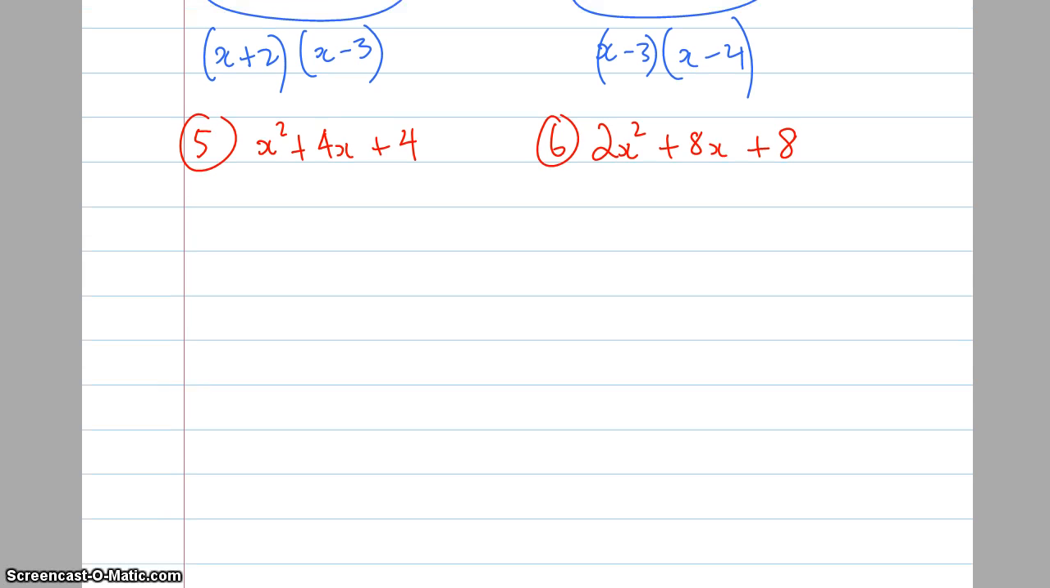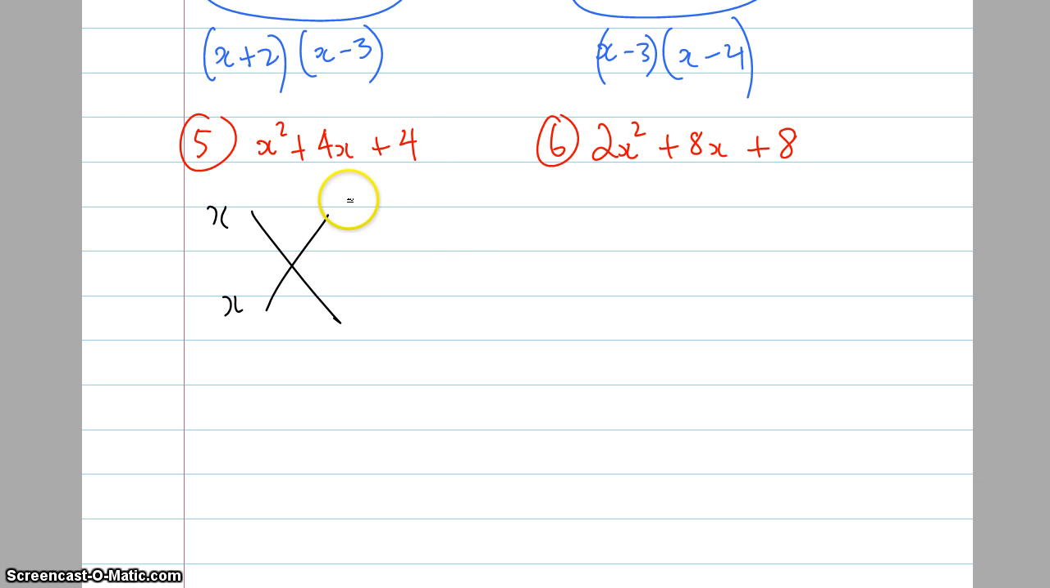Okay, let me show you the next two, equation 5 and equation 6. So again, I put my cross down. I've got x and I've got x. Now 4. There's not too many combinations. 2 and 2, 4 and 1, and all the negative answers of that as well. But in this case, it can't be negative because I end up with a positive answer. So these both have to be positive numbers to get to the answer.